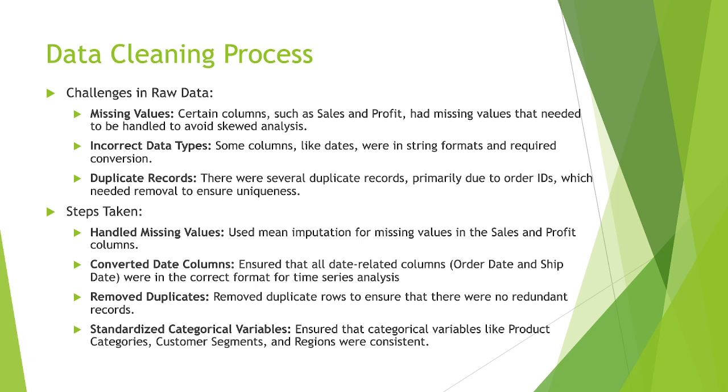Handle missing values: imputation was used for missing values in the sales and profit columns. Converted date columns: ensured that all date related columns, order date and ship date, were in the correct format for the time series analysis. So these are the mistakes in the Superstore data, like the text date data type. Remove duplicates: removed duplicate rows to ensure that there were no redundant records. Standardized categorical variables: ensured that categorical variables like product categories, customer segments, and regions were consistent. These are the data cleaning process.